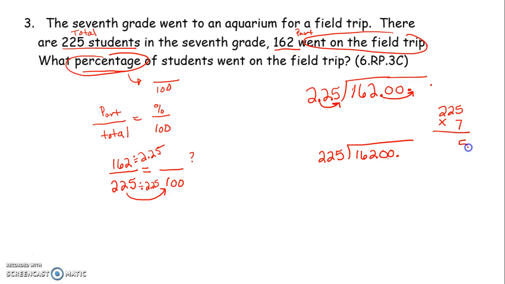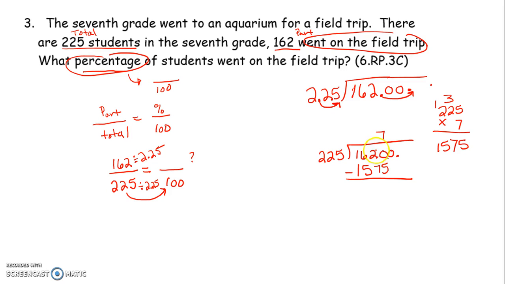7 times 5 is 35. Put down a 5, carry a 3. 7 times 2 is 14, 15, 16, 17. Put down a 7, carry a 1. 7 times 2 is 14, and 1 more is 15. I think that's 1575. So I'm going to put a 7 right above that 0. Hopefully I haven't made any mistakes in my calculations. 1575, and we're going to subtract.